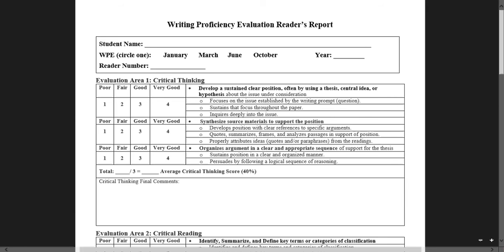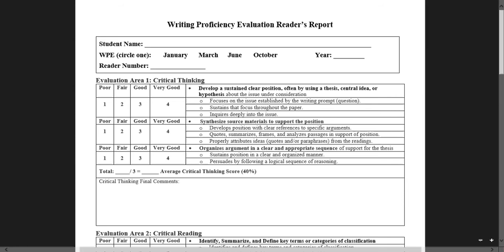Okay, so the first area of evaluation is critical thinking. For critical thinking, it's subdivided into 3 other areas. Do you have a clear position? Are you using a thesis? Are you focusing on the issue that the question is asking? Do you keep that focus going throughout the paper? Do you not go off on any tangents? And are you thinking deeply about it? Are you doing that analysis? And we'll get to the synthesis next on the issue that the readers are looking for.